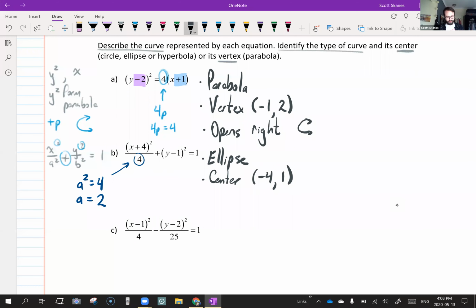Okay, and how do we describe this ellipse? If I was to make a sketch, it would look like this. How do I know that it looks like that? Because the major axis is the bigger one. So A is the bigger one. It's related to the x, so it's stretched in the x direction.